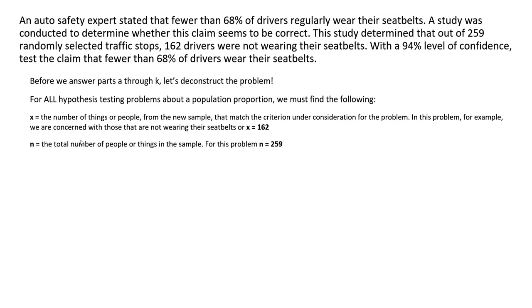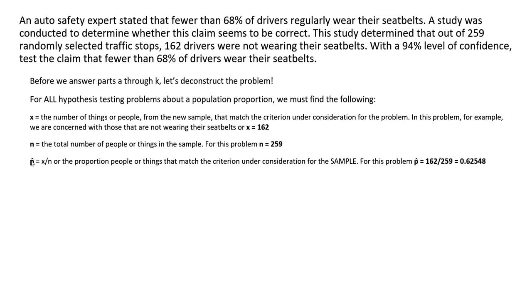N is the total number of people or things in the sample. In other words, this study determined that out of 259 randomly selected traffic stops, that 259 is the total number of traffic stops or the total number of things or people for this problem.